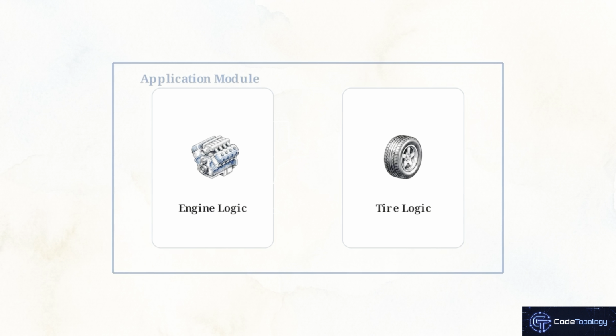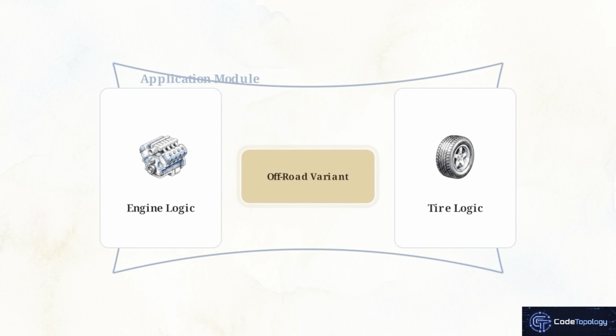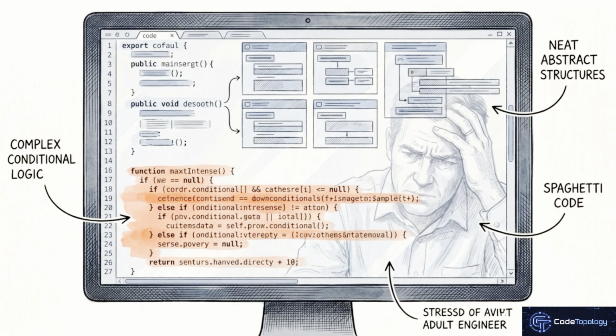Translating this constraint into code without a pattern creates hard-coded dependency lines. These rigid links work initially, but crack under pressure as the system grows. Introducing an off-road variant forces you to crack open existing code to add conditionals. Every new variant forces you to modify tested code rather than extending it. This creates a recurring maintenance cost and violates the open-closed principle.